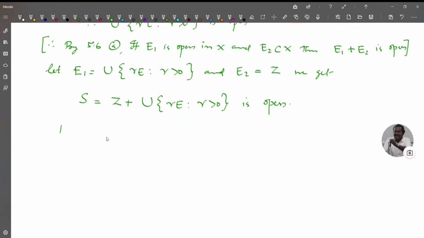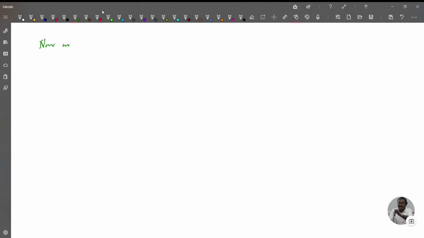Finally, minus S is open. Now we prove three statements. Statement 1: S intersection minus S equal to phi. That is, S and minus S are disjoint.